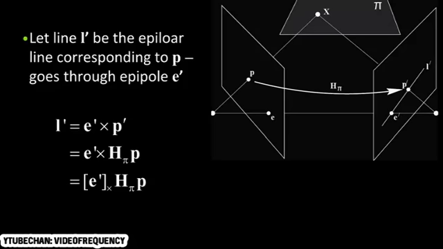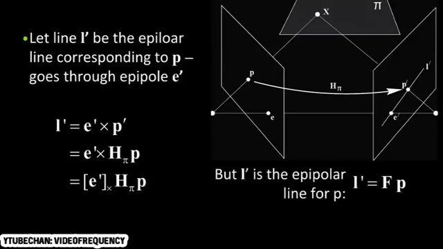Now, I said L prime is the epipolar line in the prime frame for the point P. That's what this is, the epipolar line for this point P. Well, we just learned that L prime is just FP, F the fundamental matrix times P. We learned this like 5 slides ago. That was the one that we repeated like 17 times. So L prime is equal to this expression on the left, and it's equal to FP on the right. That means that the expression on the left, the E prime cross product matrix times H, is equal to the F matrix.